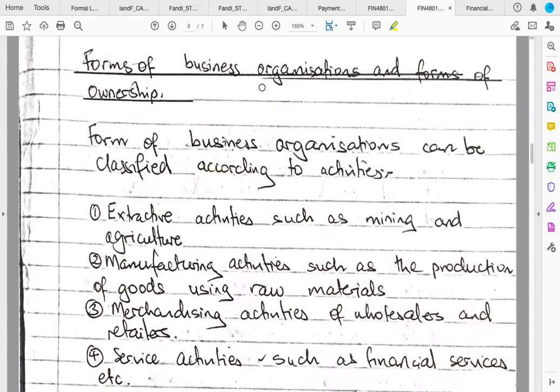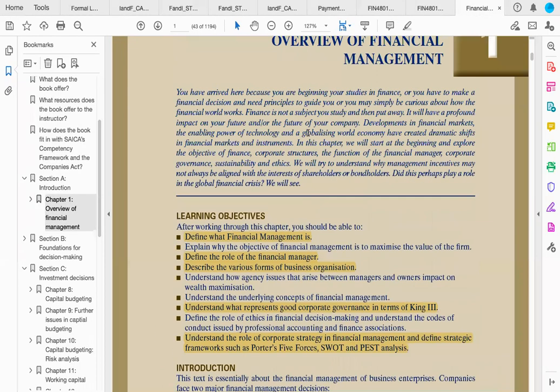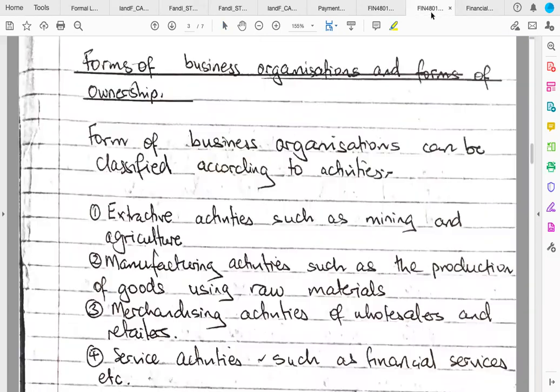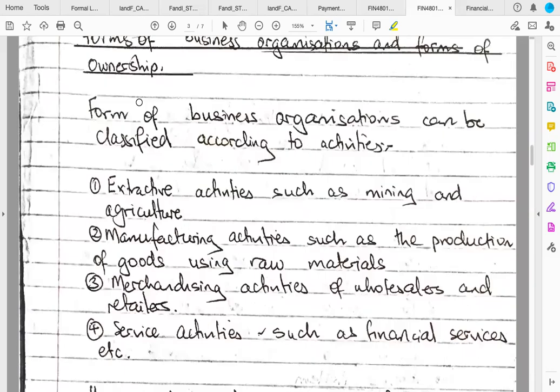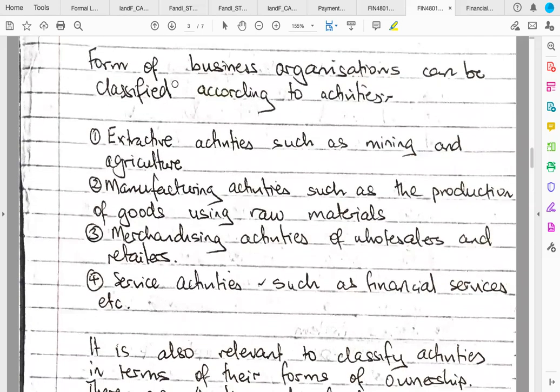And then chapter 1, importantly, as a background on financial management, as an overview of financial management, you also need to know the forms of business organization and the forms of ownership. These you should be familiar with from previous studies.